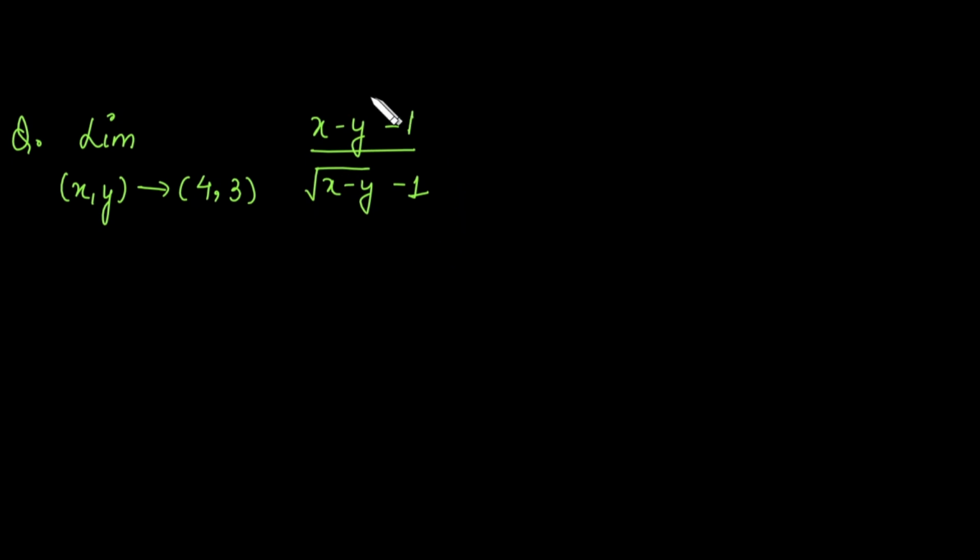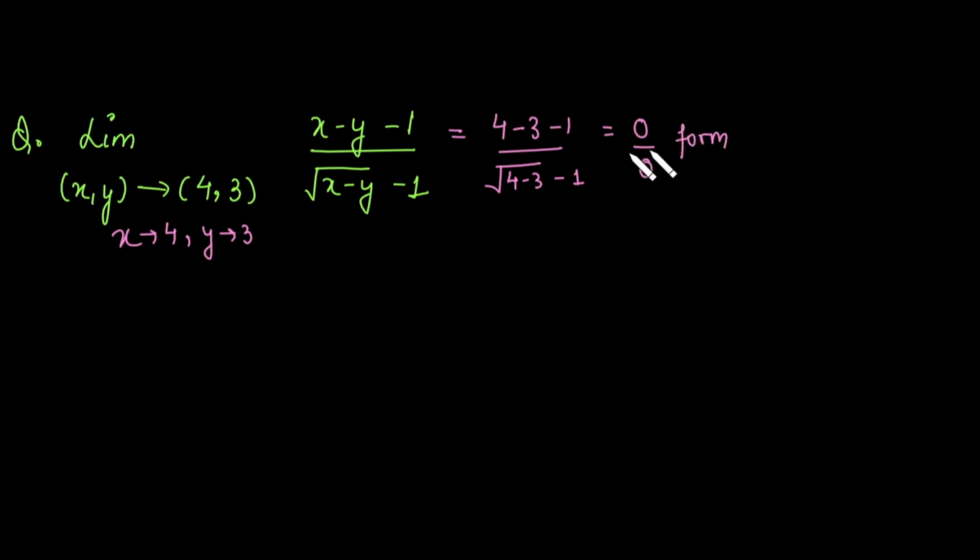Next example, find the limit of this function at the point (4, 3). Meaning whenever x approaches 4 and y approaches 3, what is the limiting value of this function? Substitute x equal to 4 and y equal to 3. Numerator is equal to 0, even the denominator term is 0. So it is again a 0 by 0 form. So in this case, we need to use some other approach.